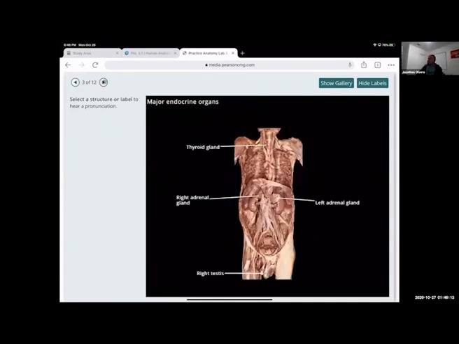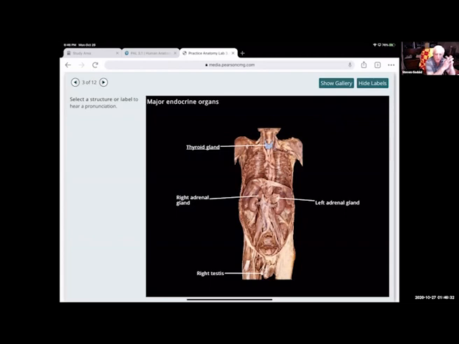Okay, look at the rest of it. You see the thyroid gland still up at the top, just below the thyroid cartilage. The thyroid gland is anterior to the trachea, so it sits in front of the trachea. You can palpate your thyroid gland. You can feel it. It sits in front of your trachea.